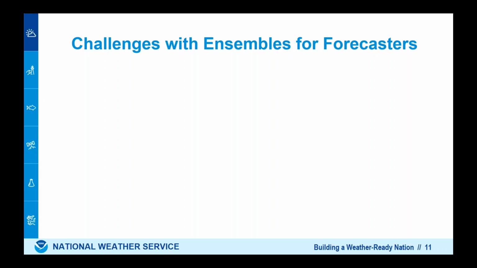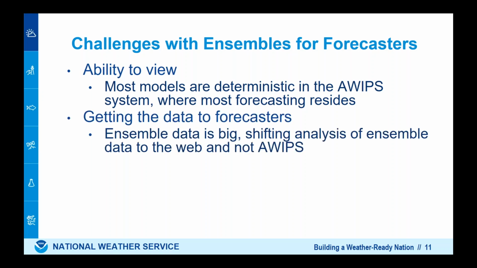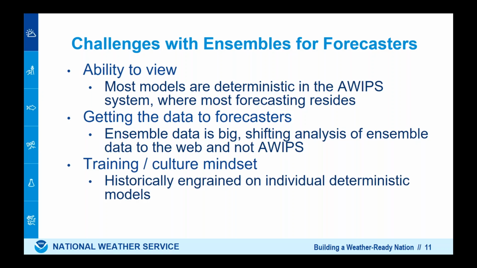So the question is, what are some of these challenges of utilizing ensembles for forecasters? Number one is just ability to view. We often like to look at AWIPS for our model data. And so when you go into AWIPS, what do we see? NAM, European, GFS, HRRR. It's a lot of deterministic model data. And part of the reason for that is that it's really hard to get all this ensemble data to the forecasters into AWIPS. It's all very big. And so we have to essentially shift viewing of ensemble data to the PC rather than viewing it on AWIPS.